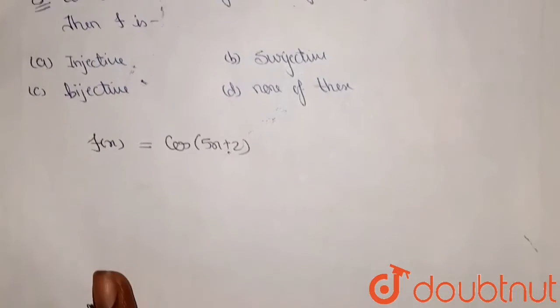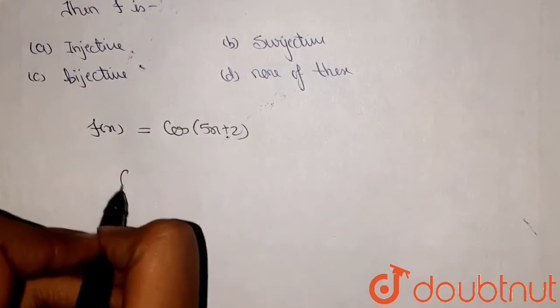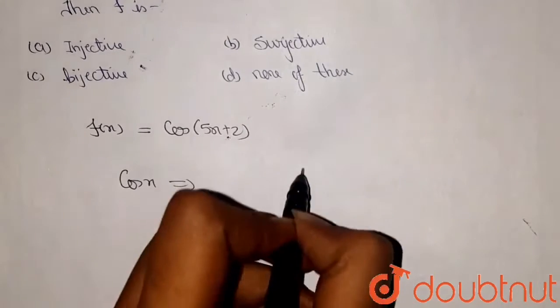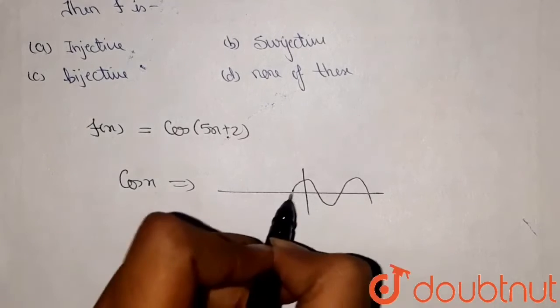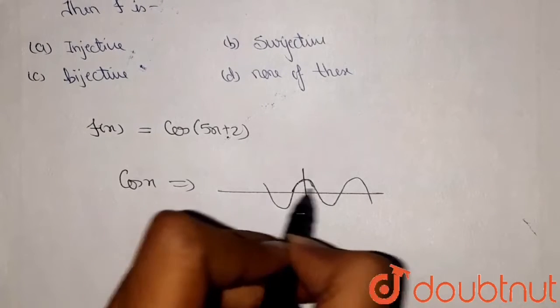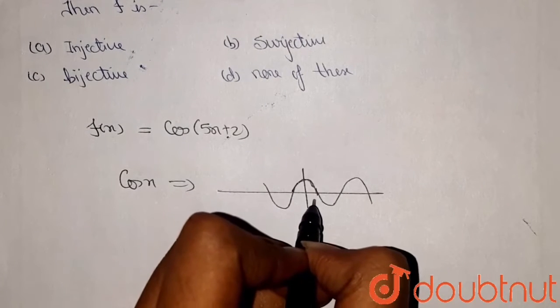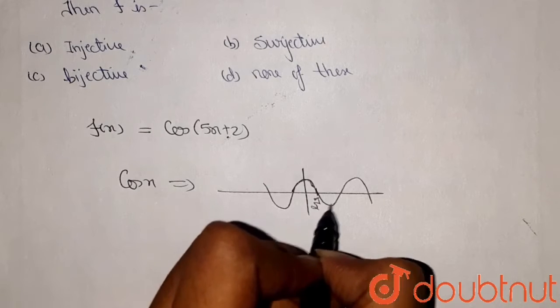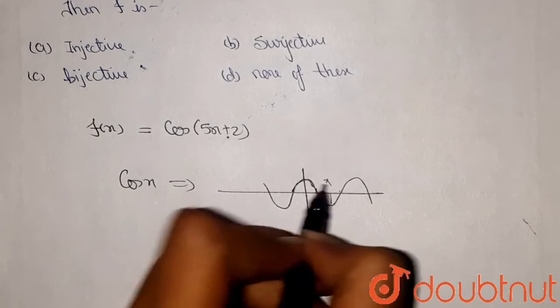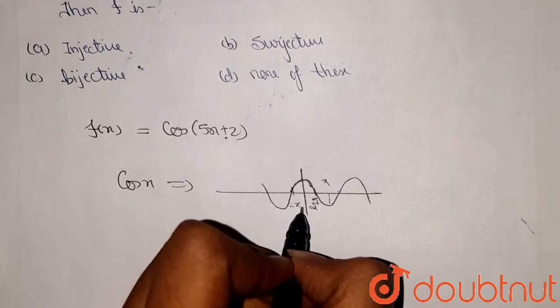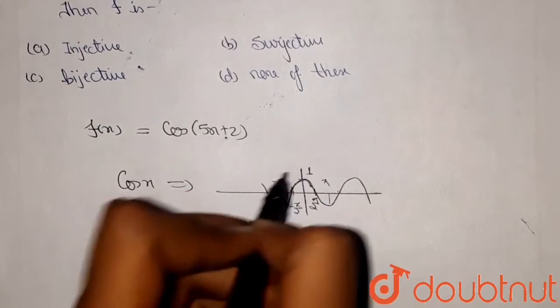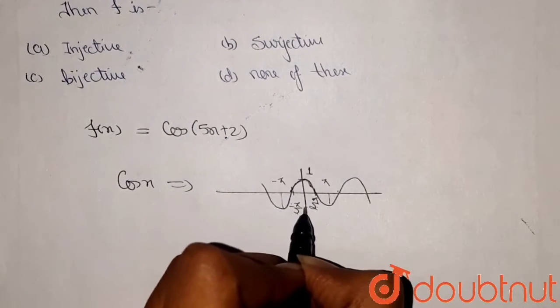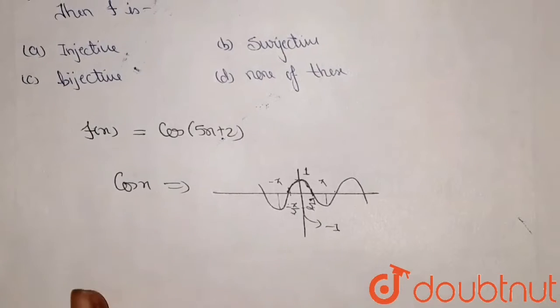So let's draw the graph of this function. We know that the graph of cos of x is somewhat like this, right? The graph for cos of x looks like this, right? This is pi by 2. This is pi. Similarly, here we have minus pi by 2 and here we have minus pi, right? And this is basically 1 and the minimum value is minus 1, right?